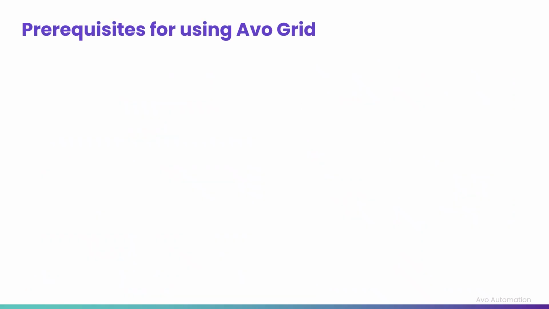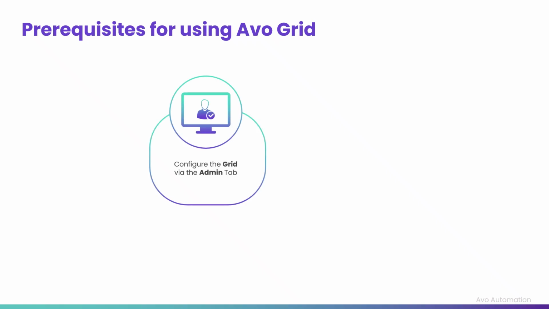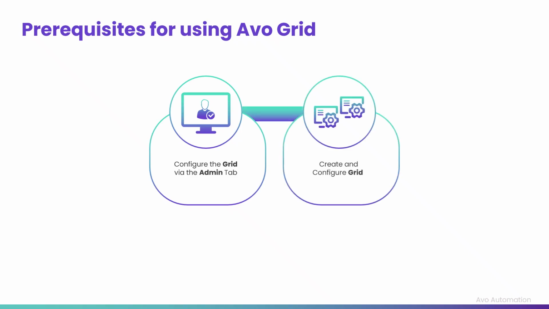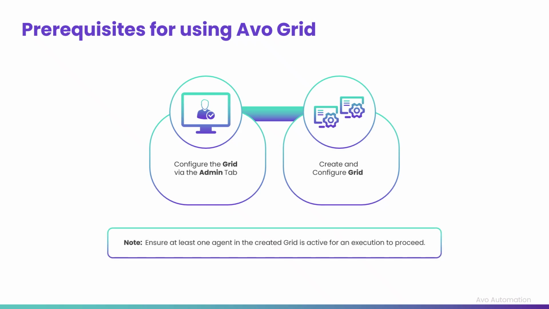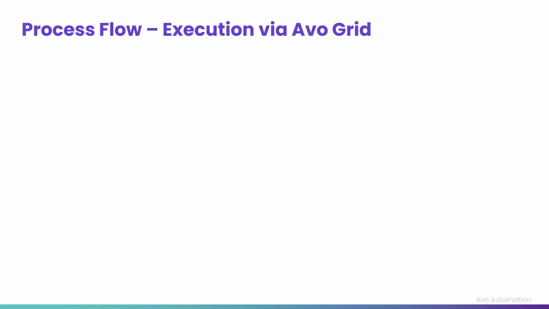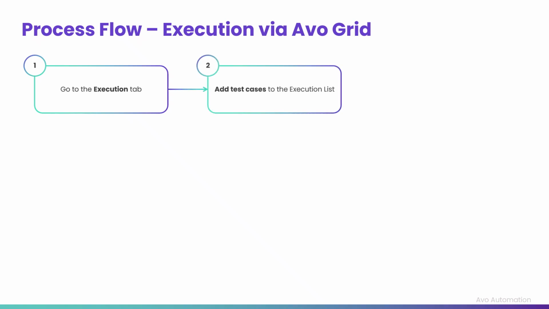Let's list the prerequisites for a grid to perform an execution in Avo Assure using Avo Grid. First is to configure the grid via the Admin tab. The configuration process is similar to that of an agent. Next, users must create and configure grid for it to be used for executing test cases. Please note, at least one agent in the created grid must be active for an execution to proceed. Now, as we know about the prerequisites, let us understand the process flow of an execution through a grid. To start, a user needs to navigate to the Execution tab and add test cases to the execution list.